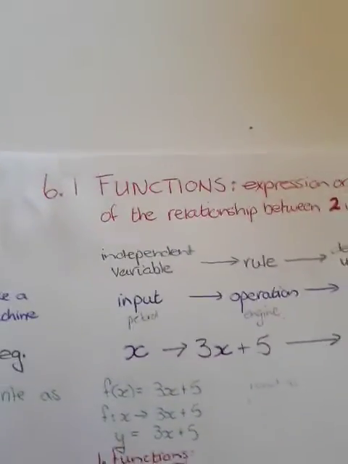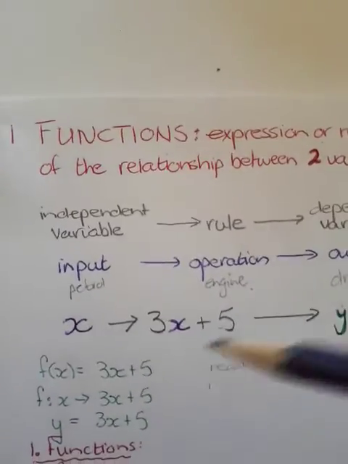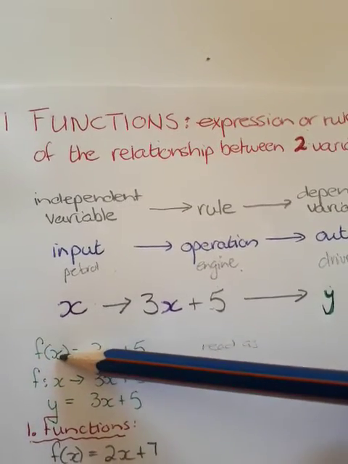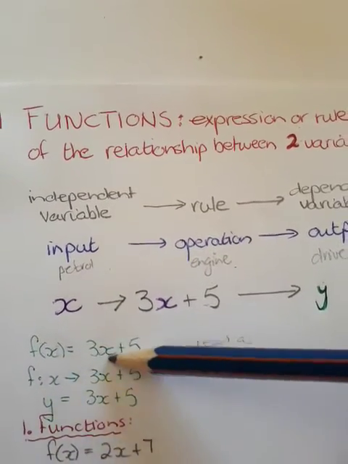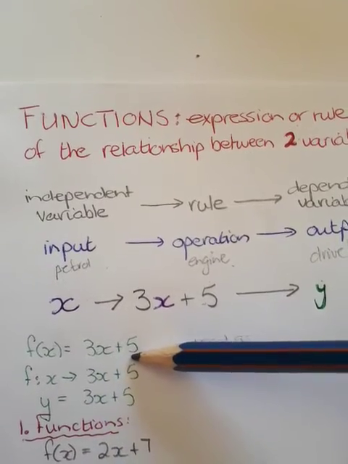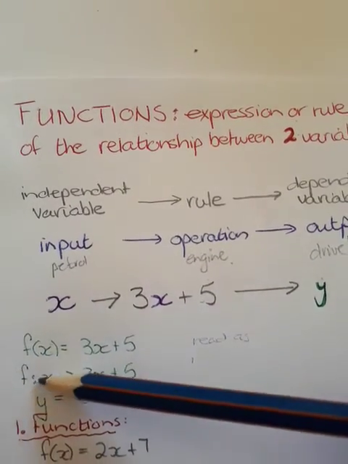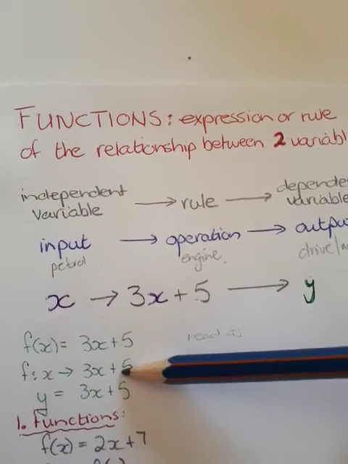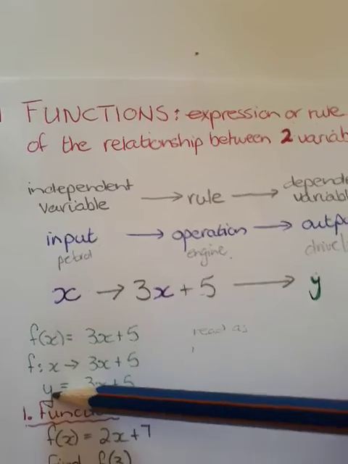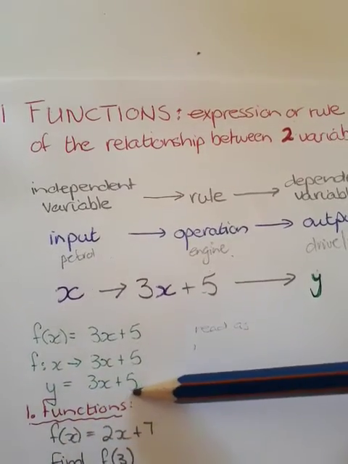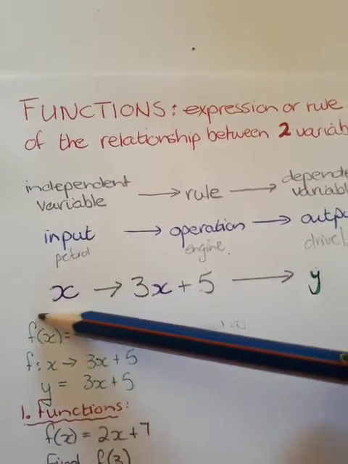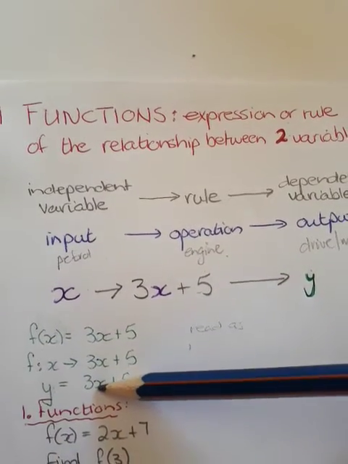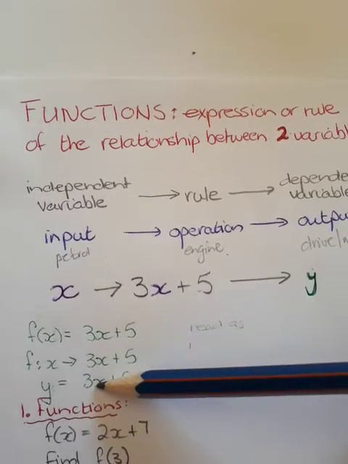Right, so how do we write functions? There are different ways. We usually say f of x, with x in brackets, equals 3x plus 5. Or you can say f of x and then an arrow, 3x plus 5. Or you could simply say y equals 3x plus 5. So f of x stands for the output, and the x here in this case is basically the input.